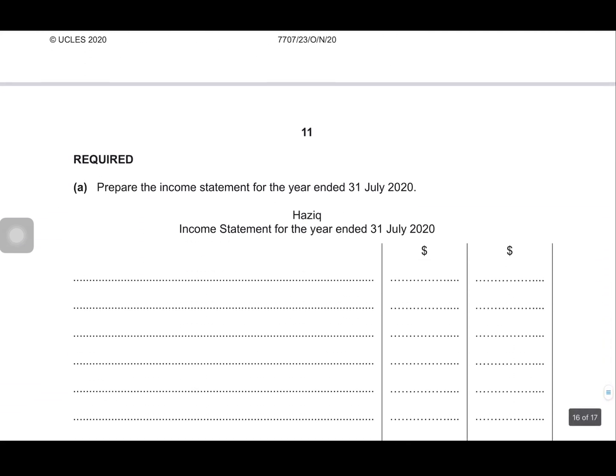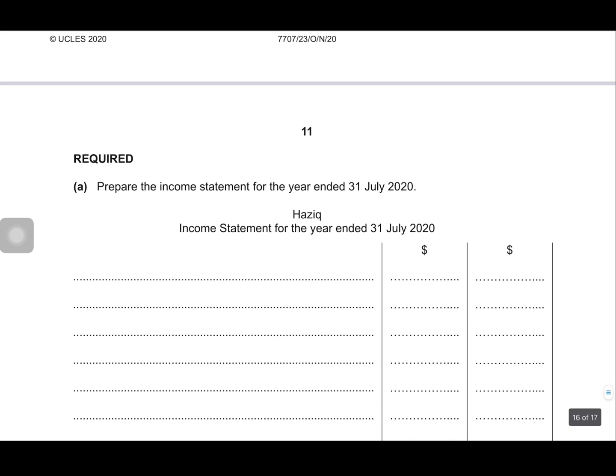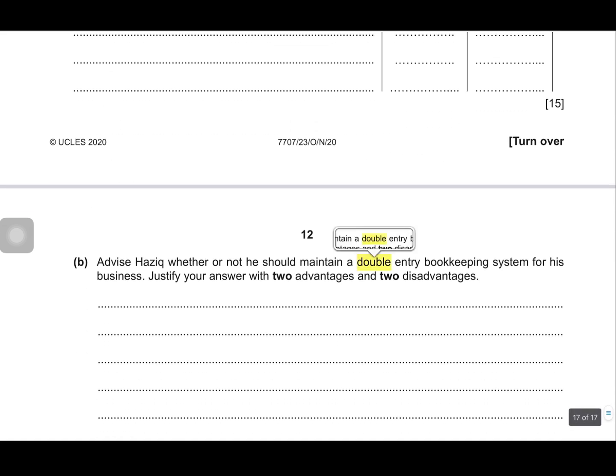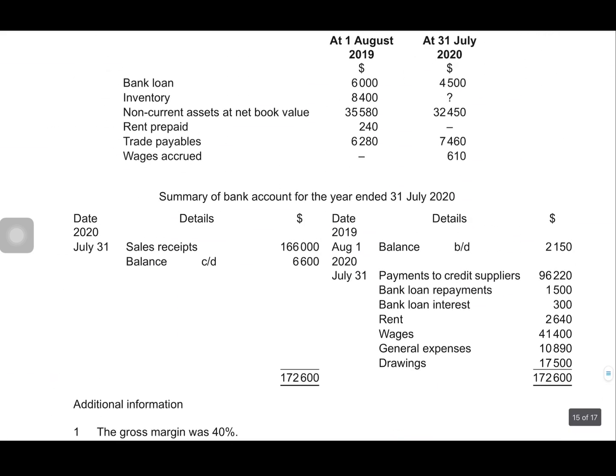And the requirement, there are just two parts in this question. In first part we are required to prepare the income statement for the full year, and in the second part this is related to maintaining double entry bookkeeping system, right? So let's begin with the question.